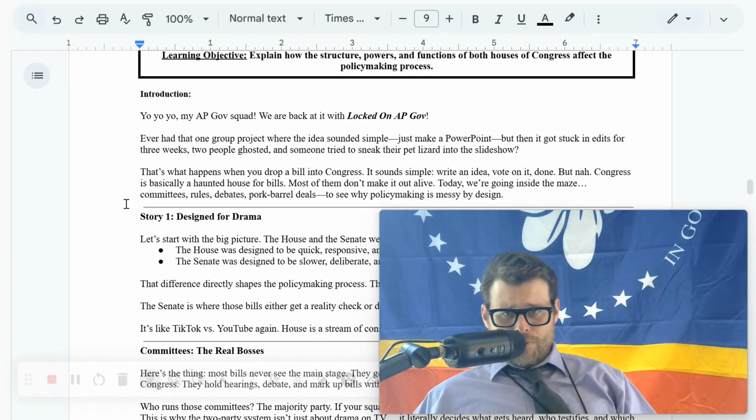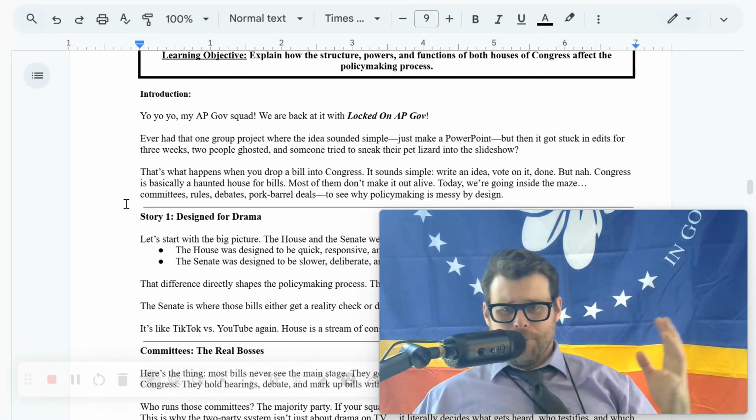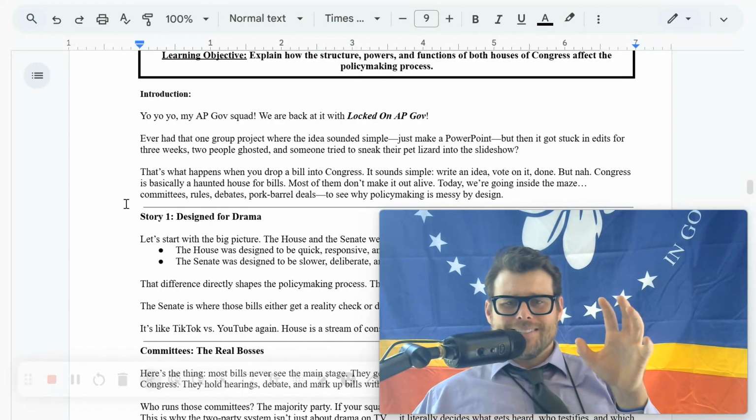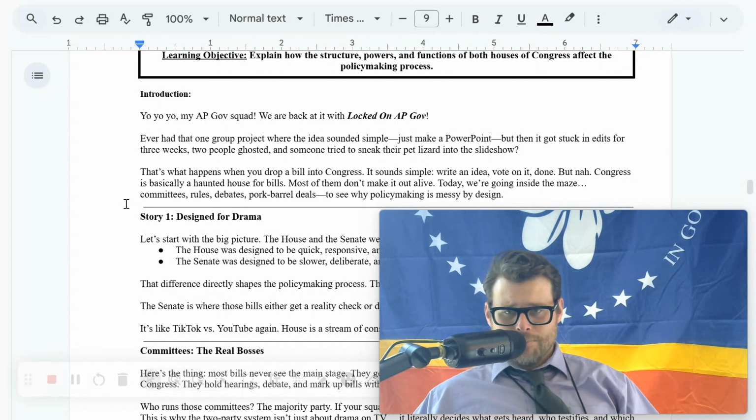And it sounds super simple, right? Write an idea, vote on it, done. Guys, most of them don't even make it out alive. Think zombie bills. Today we're going to go inside the maze: committees, rules, debates, pork barrel deals, log rolling, and why, just to see why policymaking is messy by design, on purpose.